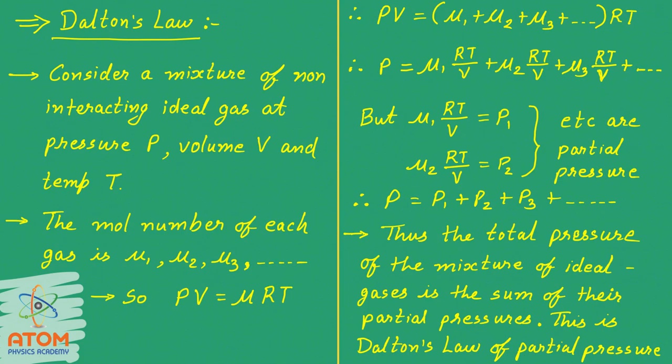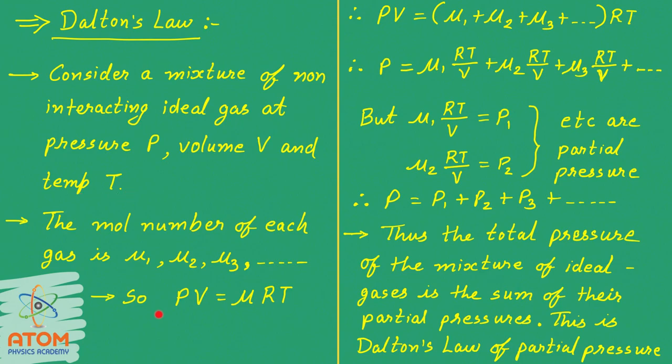Now finally, let us see Dalton's law. It's basically Dalton's law for partial pressure. Consider a mixture of non-interacting ideal gases at pressure P, volume V and temperature T. The mole number of each gas is mu1, mu2, mu3 up to mu n. So we are taking a mixture of different gases. All the gases have different mole numbers like mu1, mu2, mu3 and so on, and the mixture is at pressure P, volume V and temperature T.